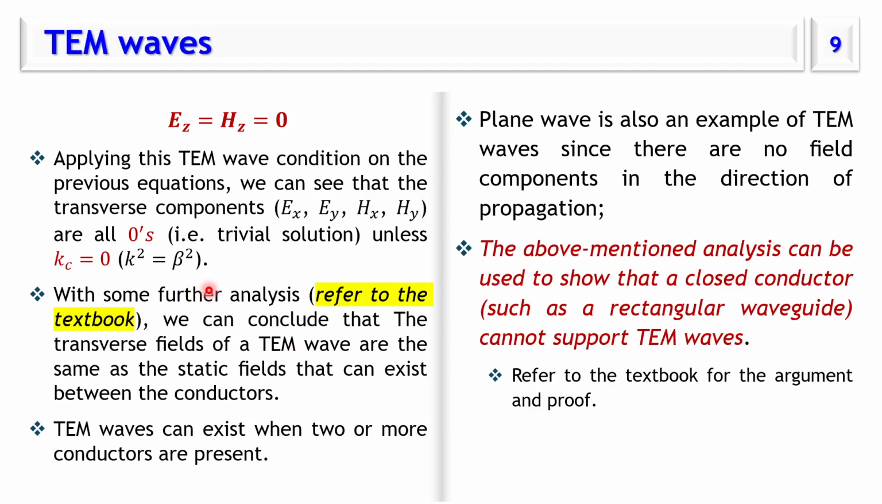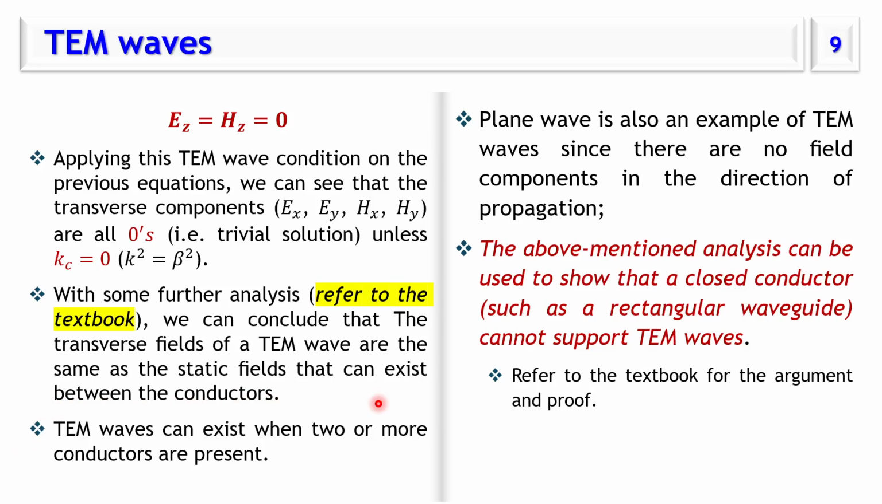The mathematical analysis in this case of transverse electromagnetic waves is a little bit complex. You can refer to the textbook to find it, but in conclusion, the transverse electromagnetic field is the same as the static field that can exist between the conductors. So for example, if we have a coaxial cable, and we have different potential at the inner conductor and outer conductor, there will be a certain field structure. This same field structure is similar to the TEM wave.